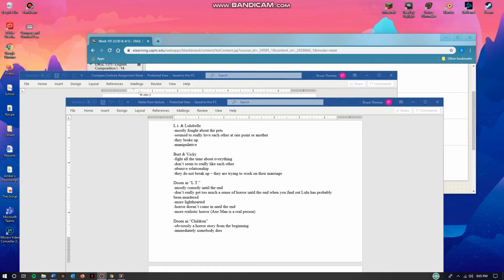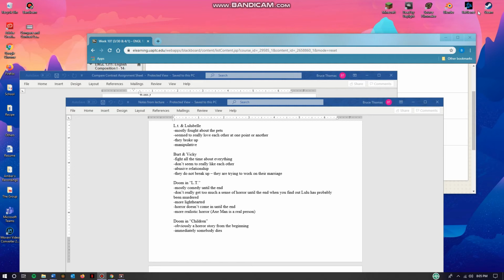But that's really the main difference between LT and Lulubelle and Bert and Vicky. LT and Lulubelle really do seem to love each other, and Bert and Vicky, I mean, they just don't. In fact, at one point it says that Bert has this vision of his hand flying off the steering wheel and busting the ex-prom queen in the chops. I mean, that doesn't seem like a good marriage.